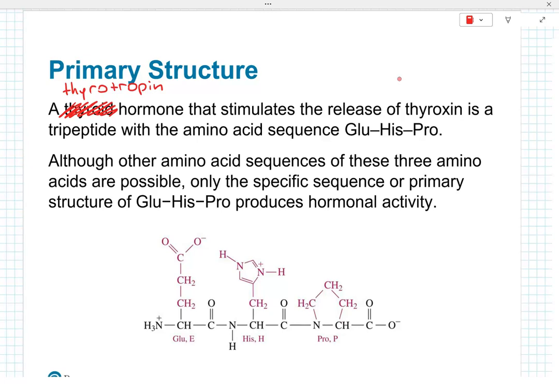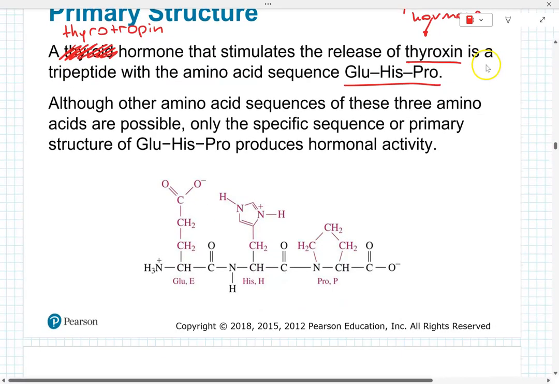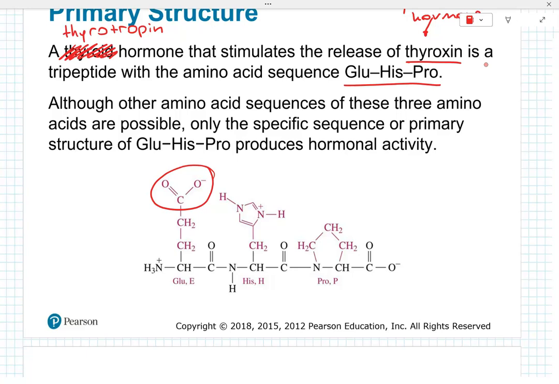Thyrotropin, a hormone that acts on the thyroid gland, resulting in the release of thyroxine, which is a thyroid hormone, has this structure. So glutamic acid, polar, histidine, superpolar, proline, the only cyclical amino acid, and it's nonpolar. Okay?